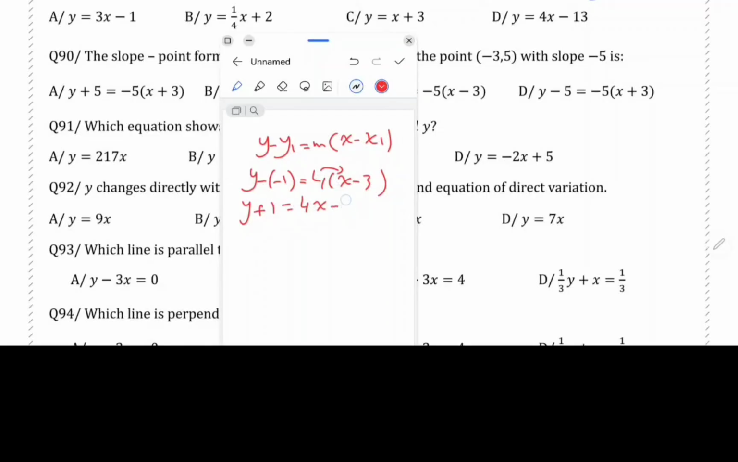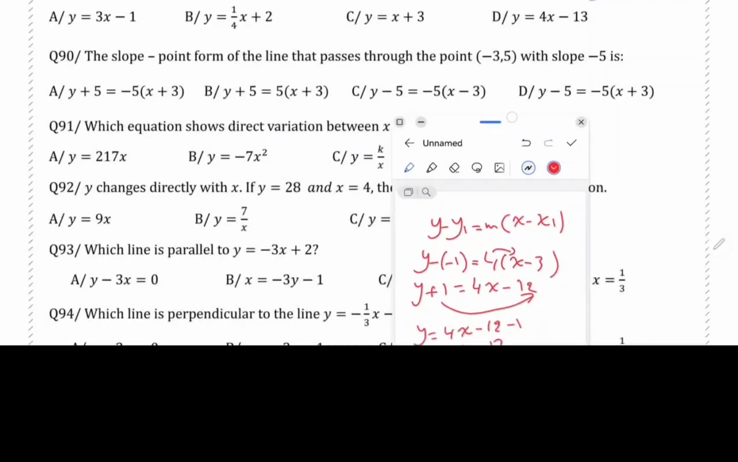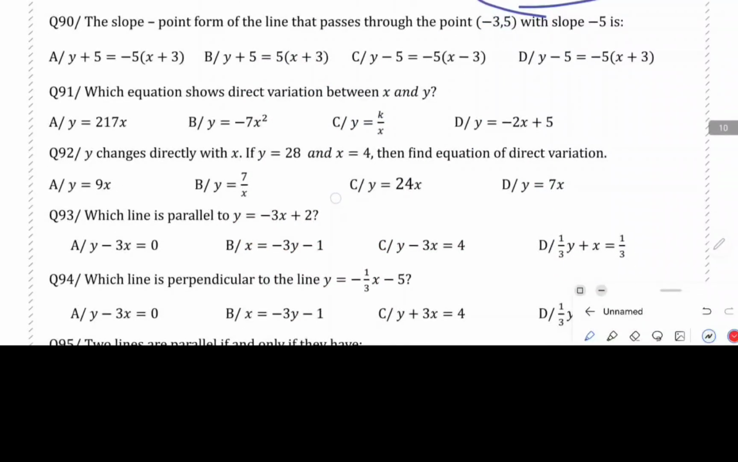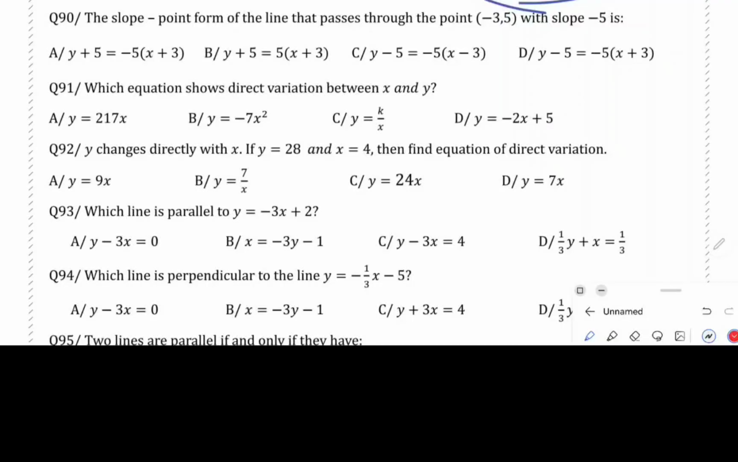So the equation is y plus 1 is equal to 4x minus 4 times 3, which is 12. Move 1 to the other side. Y is equal to 4x minus 12 minus 1. Y is equal to 4x minus 13. Let's see if we have it, yes, 4x minus 13. D is the correct answer.